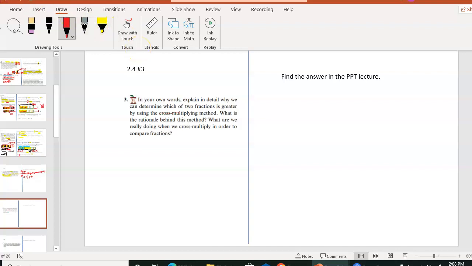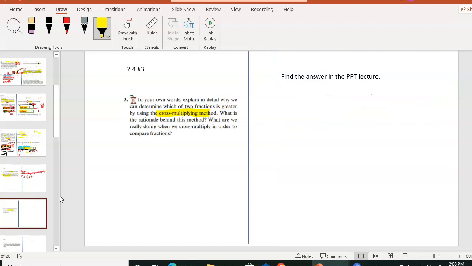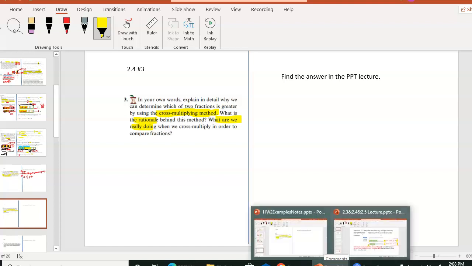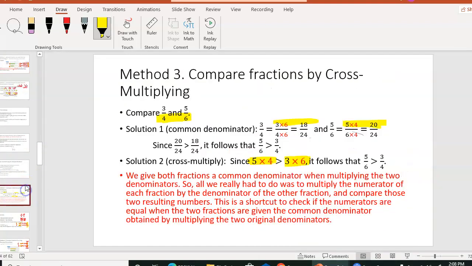So in the first question for homework problem, we're talking about the common denominator. We convert different denominators to the same number. But here is the cross multiplying method. So what is the rationale behind this method? And what are we really doing? So literally we answer the same questions. So I did have the answers in the lecture notes right here.